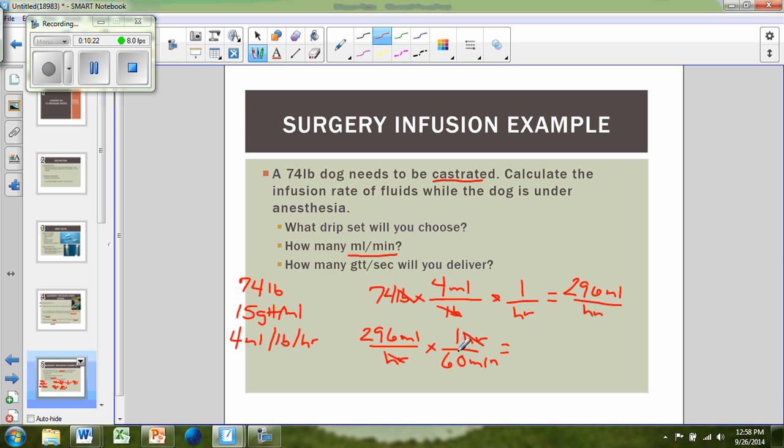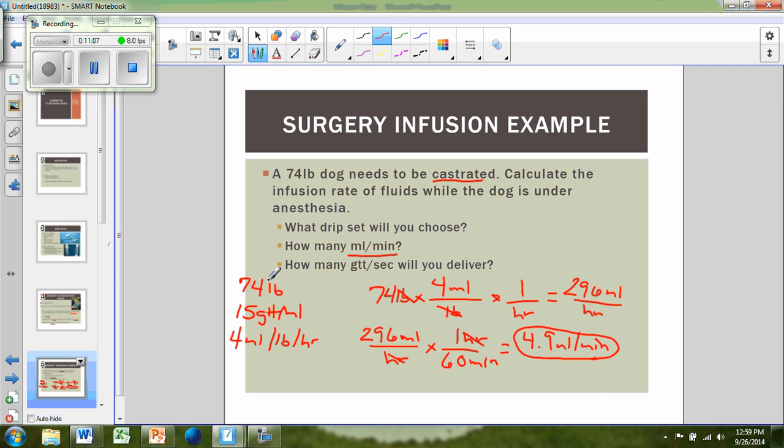If I were to switch it around and put 60 minutes on top and hours on the bottom, that would give me mLs times minutes over hours squared. And that's not what we're looking for. So we need these hours to cancel out, and then we can do our problem here. So we have 296 divided by 60, which is going to give us 4.9 mLs per minute. Okay, so we found our first question here. So keep this in mind. This would be an answer on your exam, perhaps.